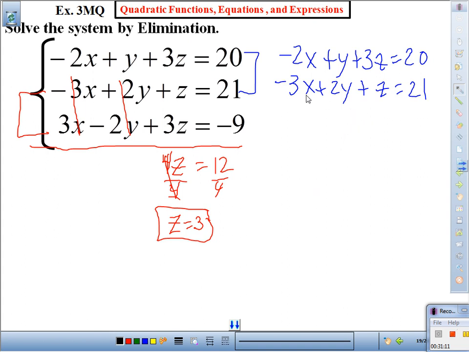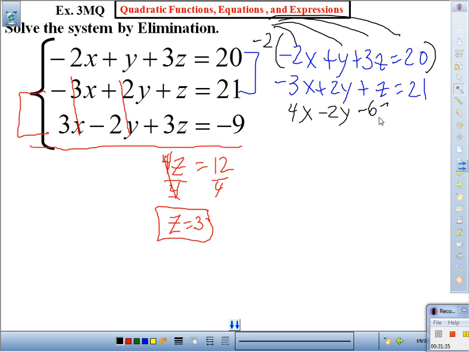couldn't we eliminate either z or y if I multiplied one of the equations times something? So watch. I'm going to multiply the first equation because I want to eliminate y. What does this need to be? So I'm going to multiply everything times negative 2. That gives me 4x minus 2y minus 6z equals negative 40. Now, I'm going to focus on these two and see what I get. Let's see. Negative 3x plus 4x, that's x. This cancels. Negative 6z plus z, negative 5z equals negative 19.